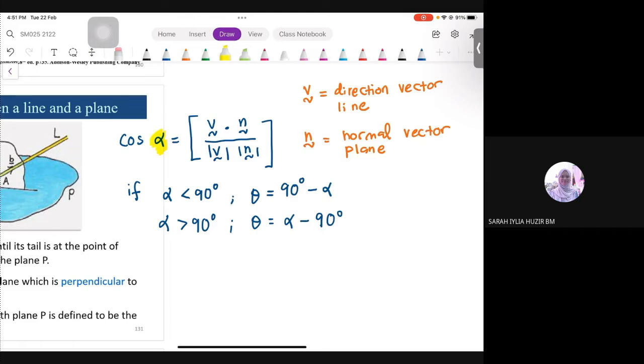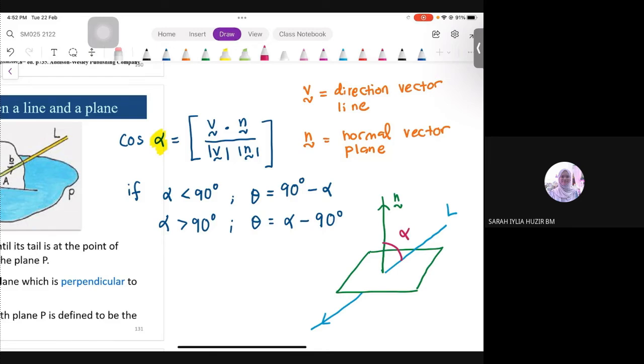Why does this happen? Remember, V in this case is the direction vector of our line and N is the normal vector of our plane. Let's illustrate this situation. Let's say I have a plane here. The normal vector is always perpendicular to the plane, 90 degrees to the plane. And let's say I have a straight line, which I name L, that passes through the plane. If we use the dot product between the direction vector of the line and the normal vector of the plane, we will obtain alpha, which is here, between the line and the normal vector.